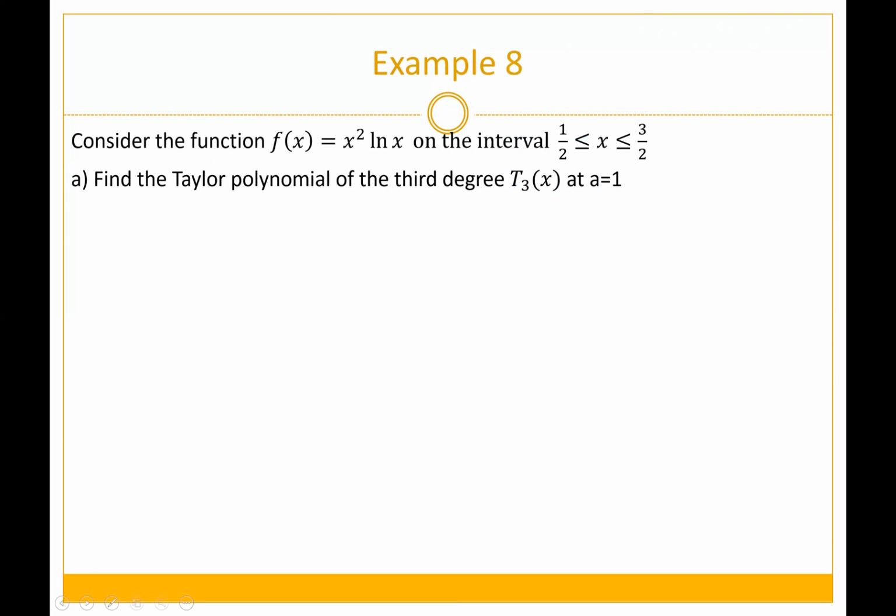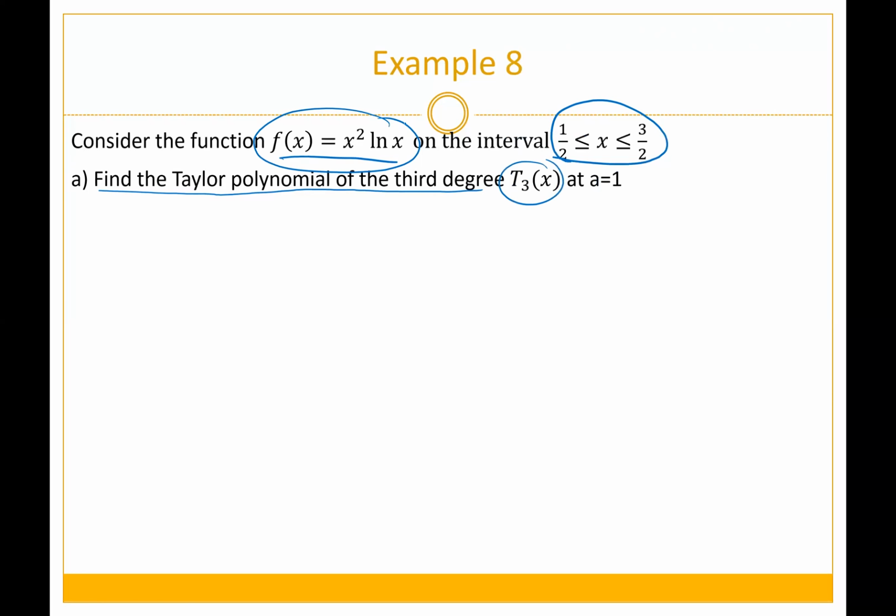Consider this function on this interval. So here, first of all, you see the question they're asking you. You're given the function, and you have the interval that they give you. The maximum of the derivative and also the maximum of x minus a to the n plus 1 power is going to be based on this interval. And they're asking you to find the Taylor series of the third degree, T3(x), at a equal to 1.